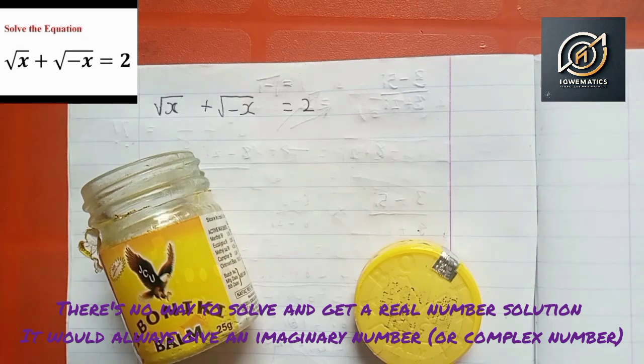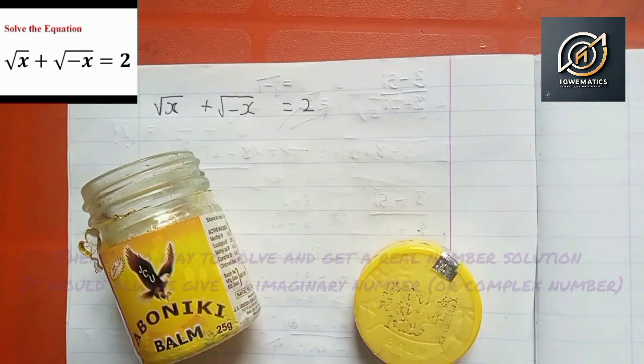So no matter how we want to bend the question or try to use maths to get a concise real number solution, it will not be possible. So we have accepted our fate that our solution will be an imaginary number.